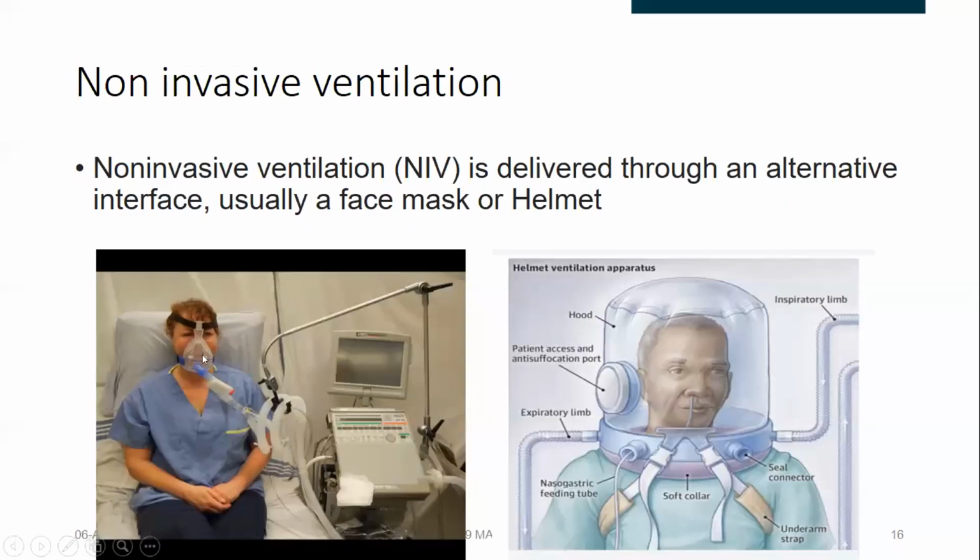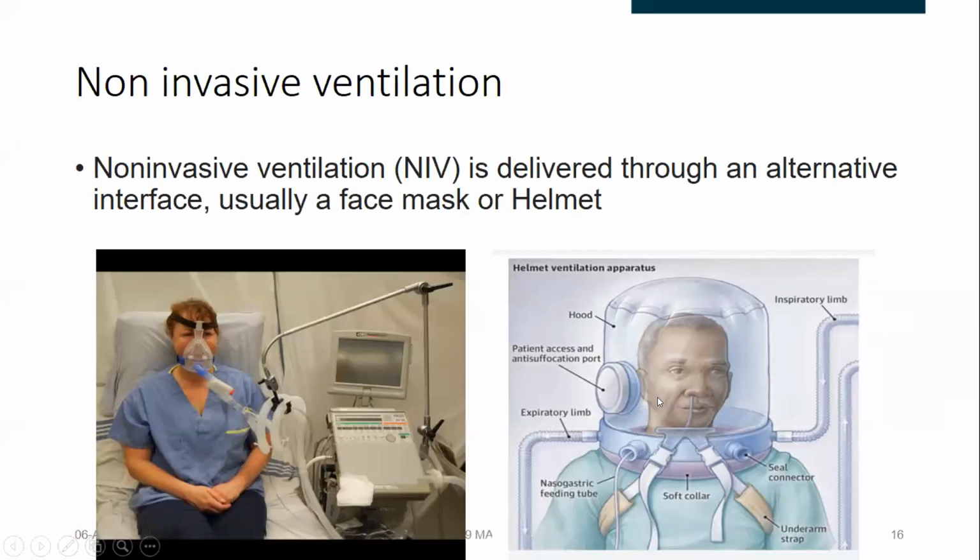This is just a pictorial depiction of a patient on NIV with a mask. This is what we call oral nasal. It's covering the nose and the mouth. It's connected to the ventilator, and this is something we are going to discuss later in terms of the interfaces and also the ventilators.